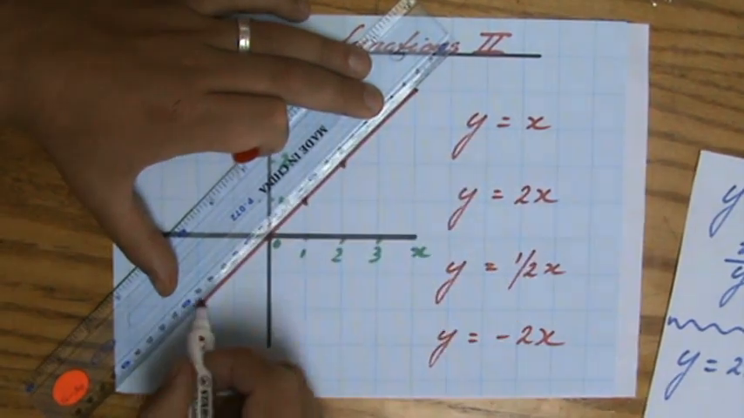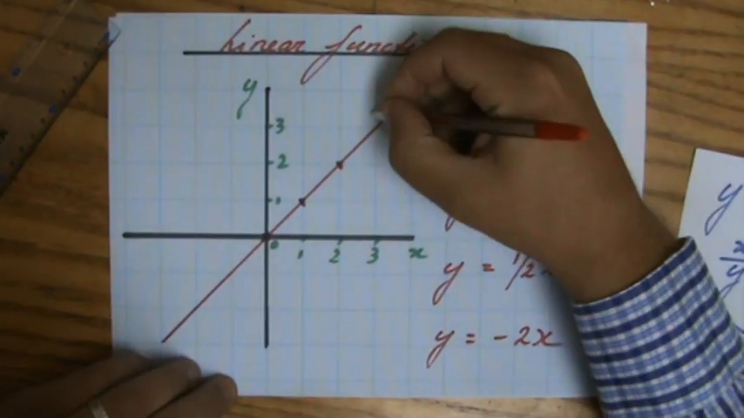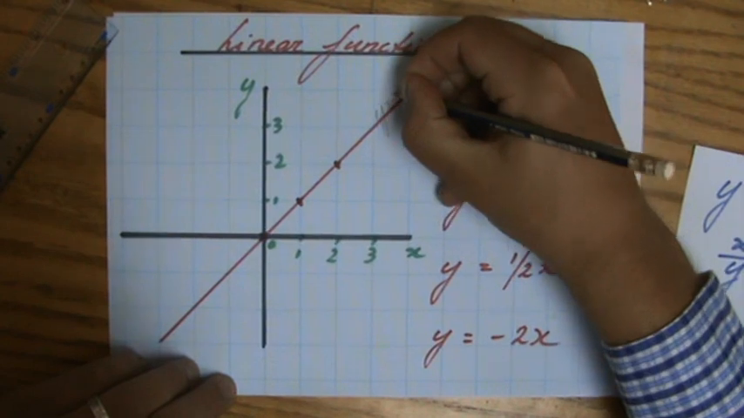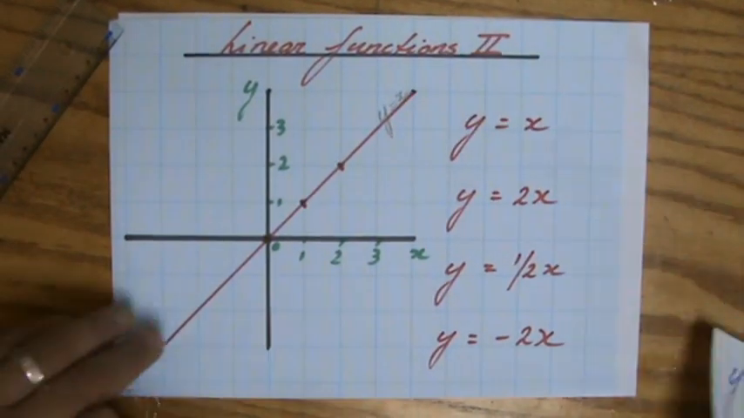And there we go. I graph it, not too small, nice and big, and I label my line. Let me do that in pencil. Hopefully you can see it, guys. Y equals x. Can you read that? That is the line y equals x. Okay, moving on to the next one.